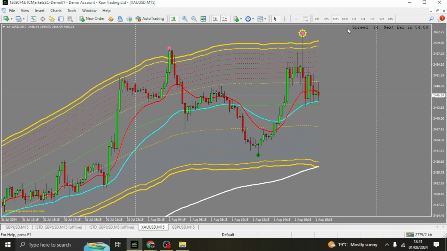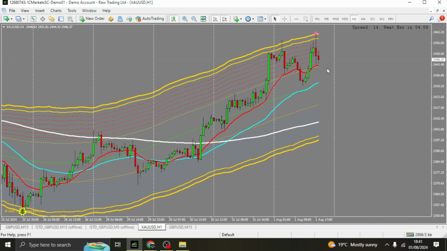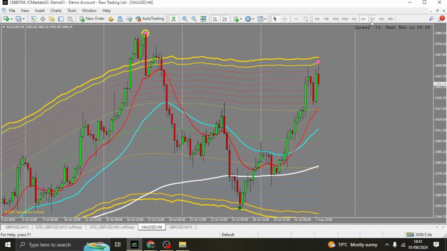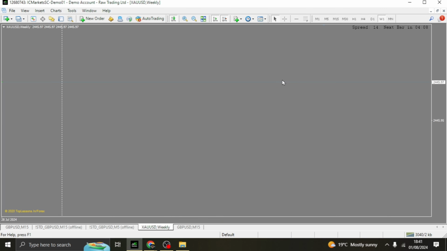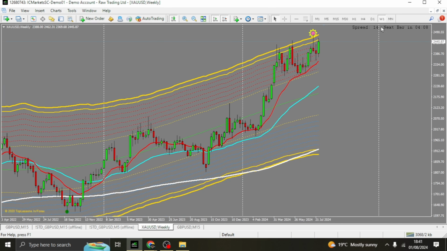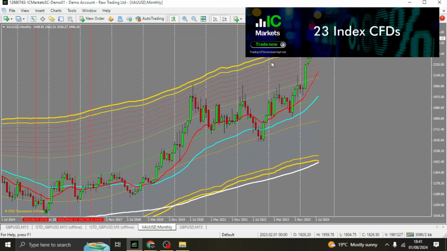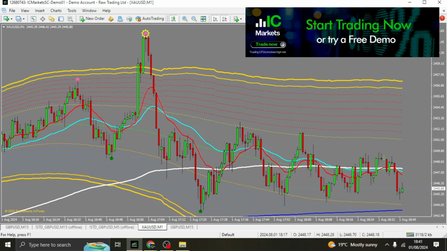You can see the 15-minute chart, the 30-minute chart, the 1 hour chart, the 4 hour chart. We have the daily, the weekly, and also the monthly. So you can see the monthly. If you are a position trader, you can use it. If you are a scalper, you can use it. If you are a day trader, you can use it. And if you swing trade, you can use it.